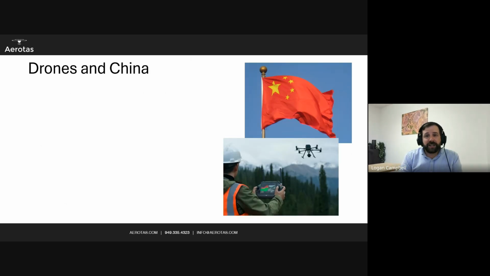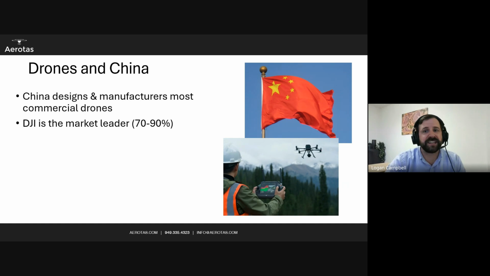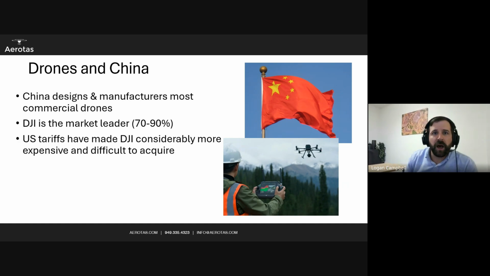So let's actually acknowledge then, drones in China, this is a tricky and political issue right now. Again, I'm just stating the facts. There's no way around it. China designs and manufactures most commercial drones. I believe DJI at last check had about 70 to 90% of the commercial drone market. US tariffs have made DJI drones considerably more difficult, but they are still there and they are still available.